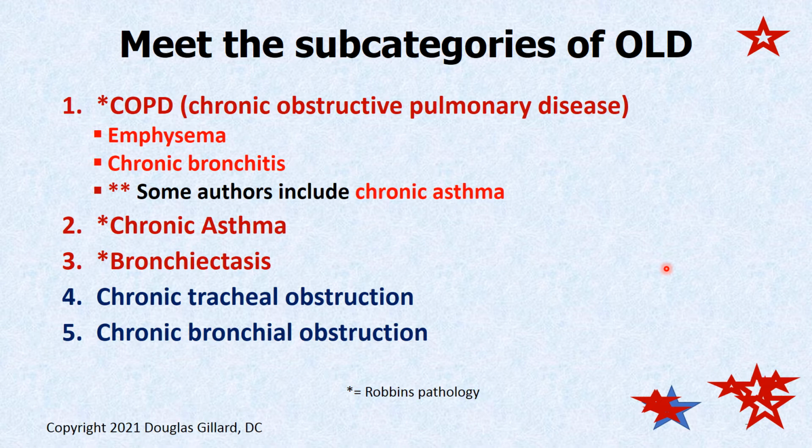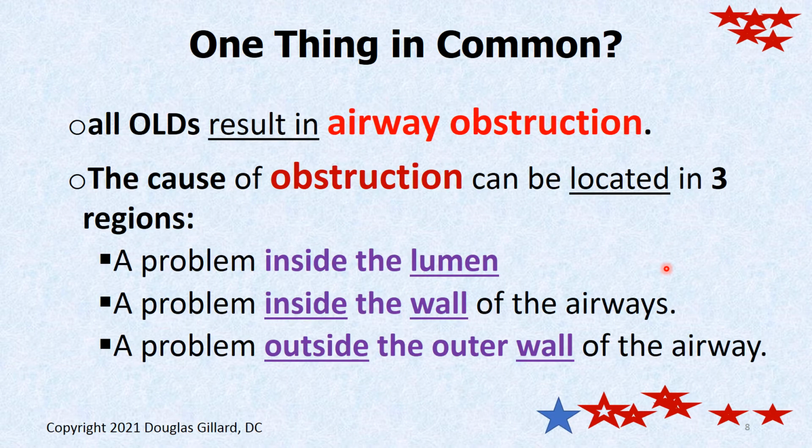Bronchiectasis, chronic tracheal obstruction from a tumor, or you're born with a stenotic trachea. And chronic bronchial obstruction, where you're born with small primary bronchi, say, or lobular bronchi, or something like that. One thing in common, we already said all the OLDs have airway obstruction. The cause of this obstruction, kind of like a beaver dam, right?